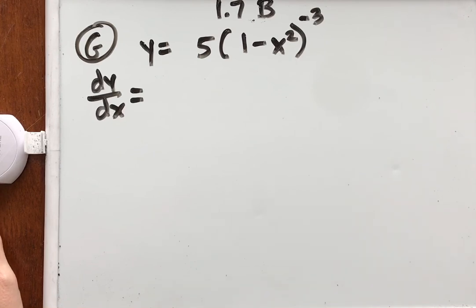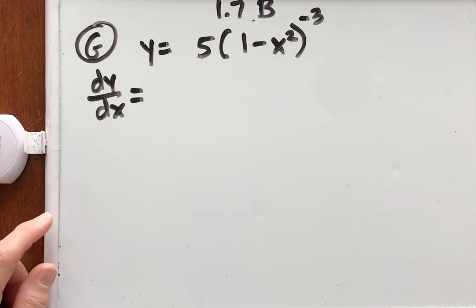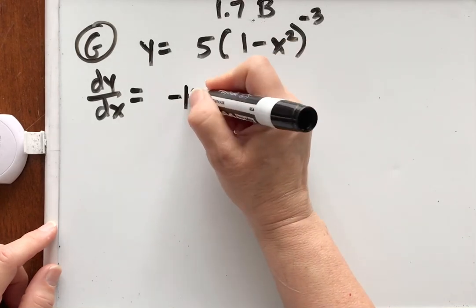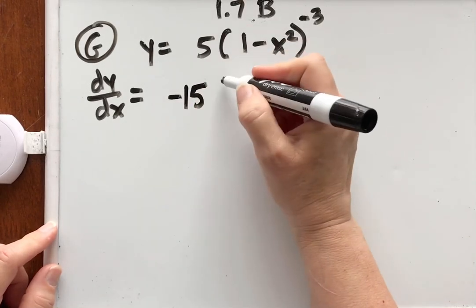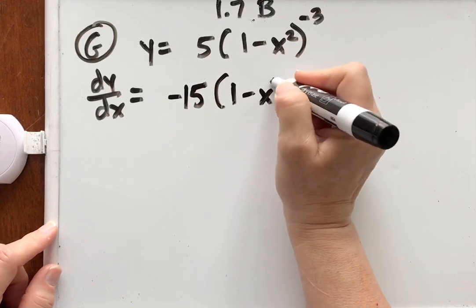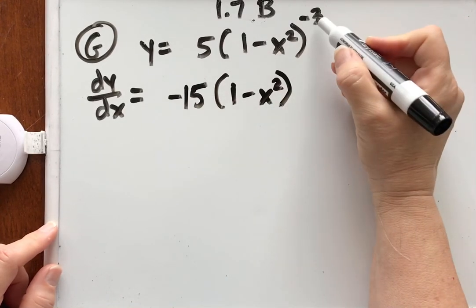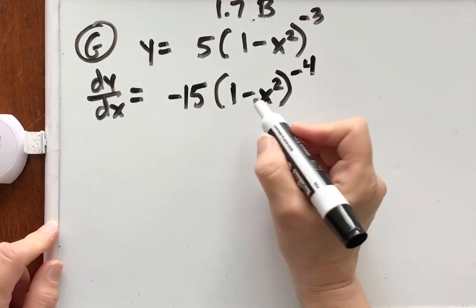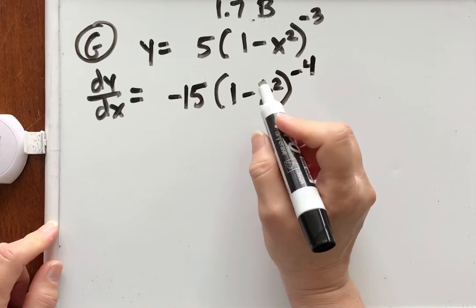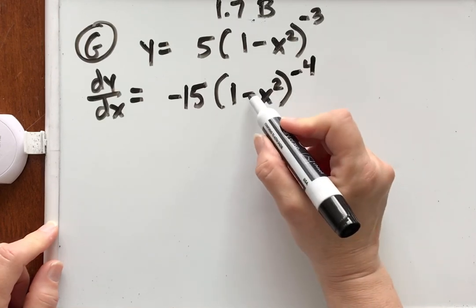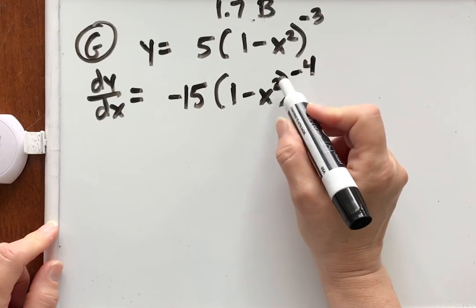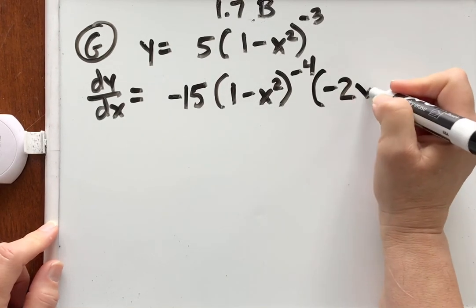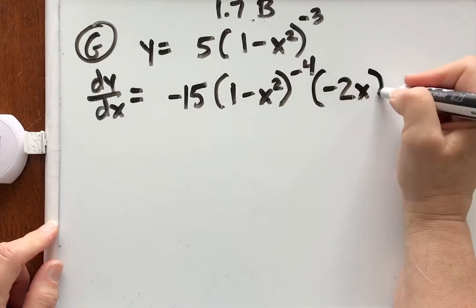All right, let's see how you did. We apply the chain rule. Negative 3 times 5 is negative 15. We leave this inside, 1 minus x squared. We take away 1. Negative 3 minus 1 is a negative 4. Take the derivative of the inside. Derivative of a constant is 0. Now we have a negative x squared. We bring down the 2. So we're multiplying by negative 2x to the 2 minus 1, which is just 1.